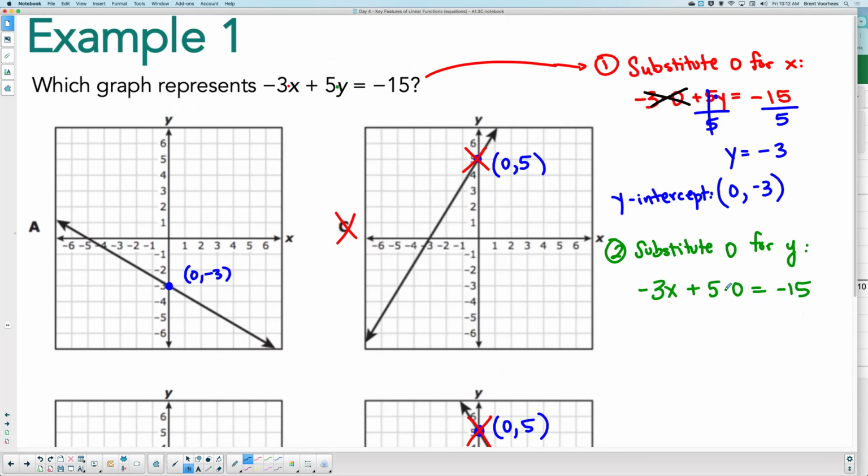What is 5 times 0? 0. When we add 0 to the negative 3x, what's going to happen to the negative 3x? When you add a 0 to it, what's going to happen? Nothing. So wherever you substitute the 0, that part will always cancel out. We already said the negative 3 was multiplying. So now I'm going to pick up right here.